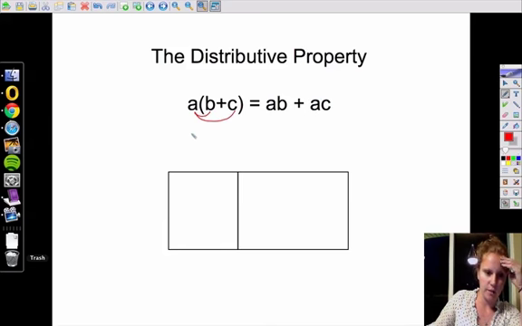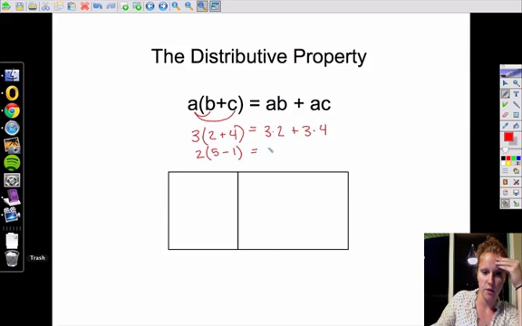Okay, so if we think about that with numbers, this would be the same as 3 times 2 plus 3 times 4. And it works the same for subtraction as well. If we had 2 times 5 minus 1, that'd be 2 times 5 minus 2 times 1. Okay, so those things work. And you guys have seen this before, maybe not called it distributive property before, but we know that's the case.